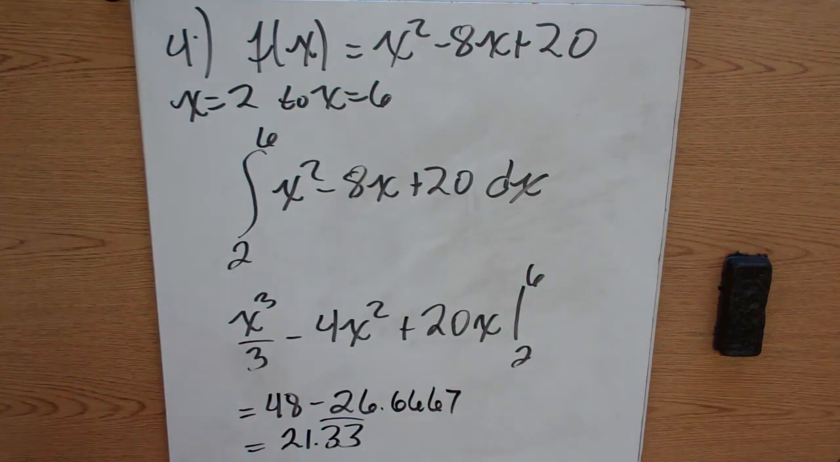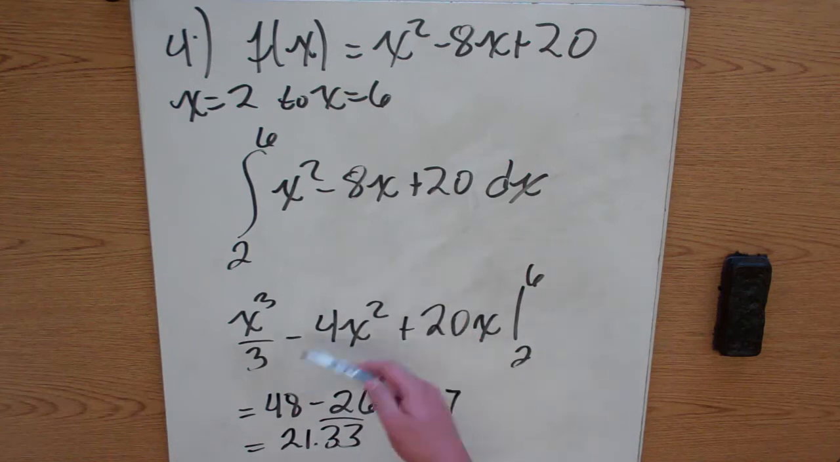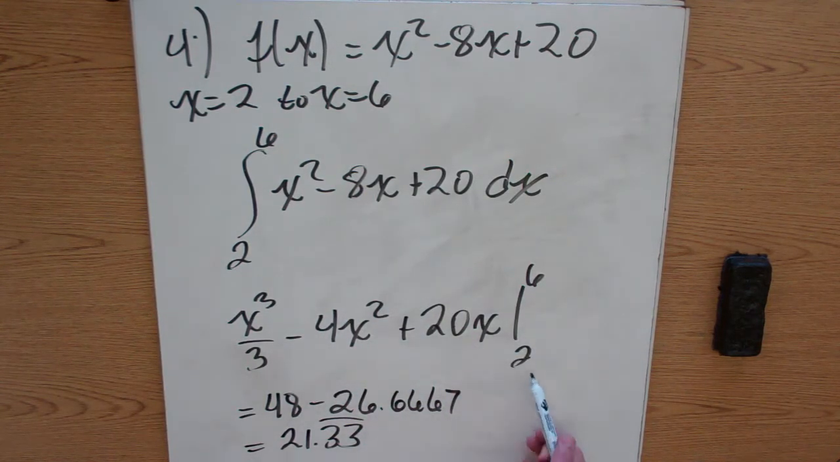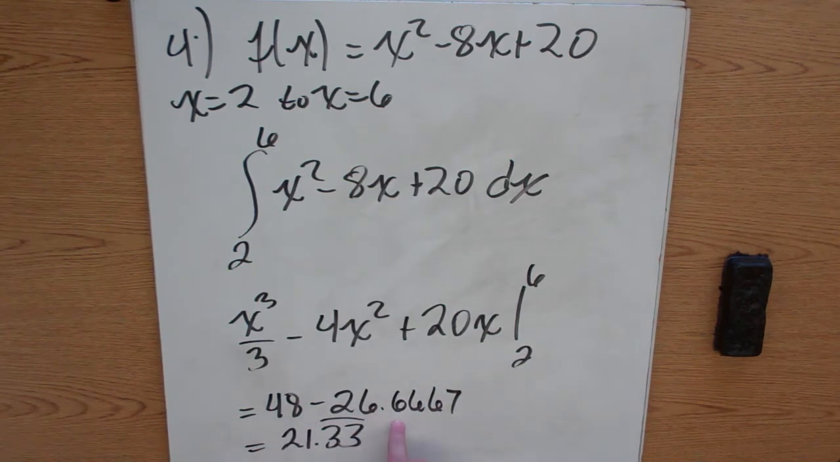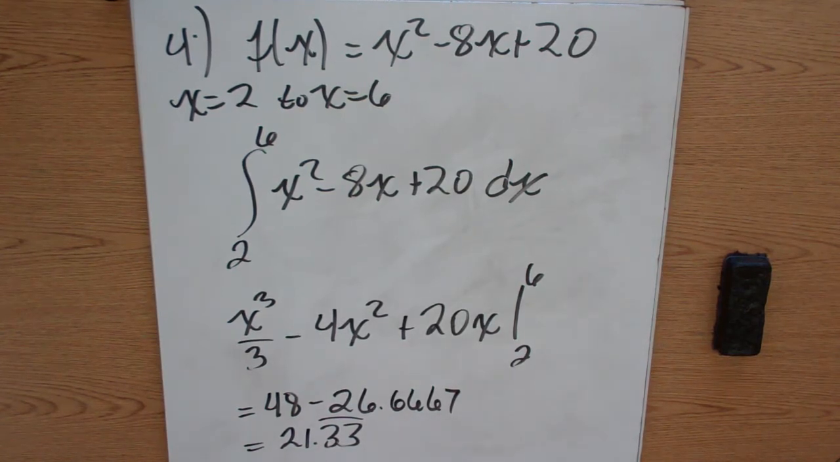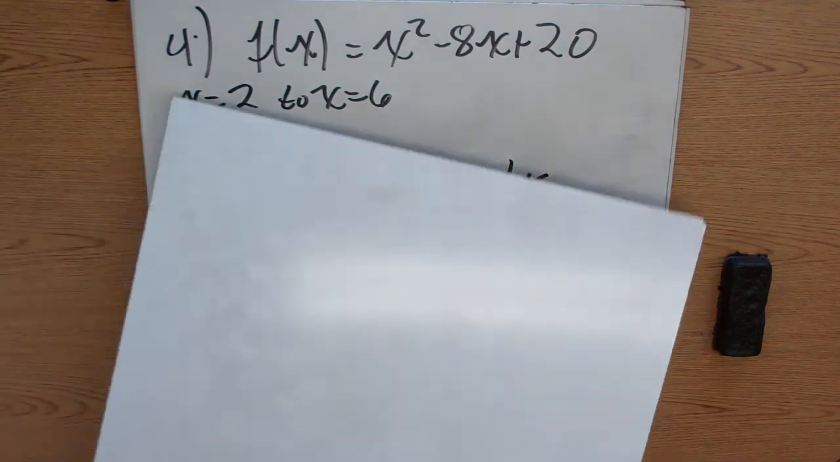All right. So that one's not too bad. Just a simple integration. You just take the integral from 2 to 6, so just take your antiderivative, evaluate it at 6, and then subtract that from whatever you get for the value at 2. And f of 6 is 48, f of 2 is 26 and 2/3. So when you subtract, you get 21 and 1/3. All right, moving on to number 5.